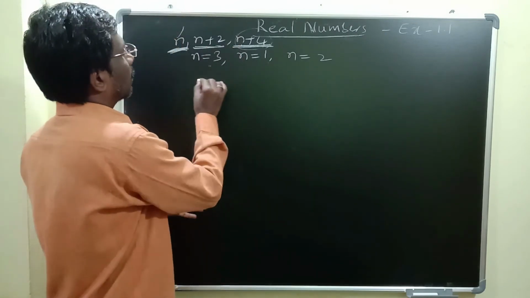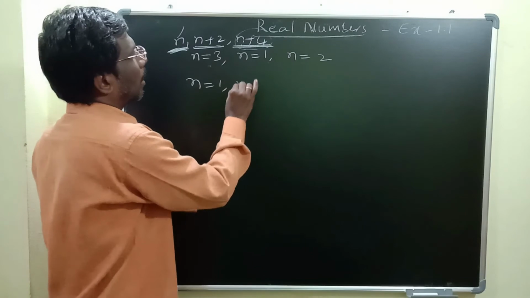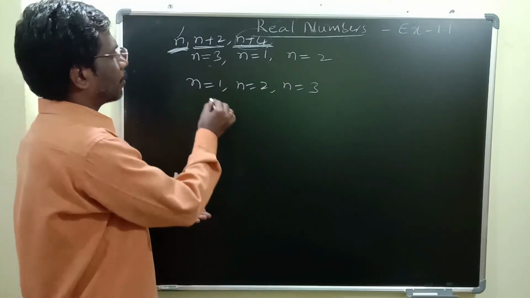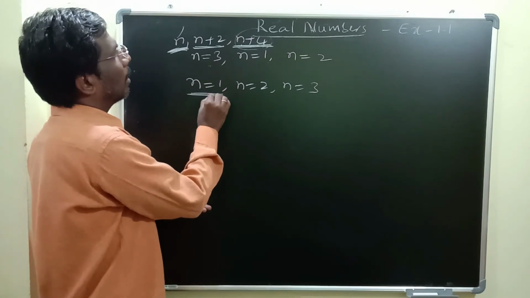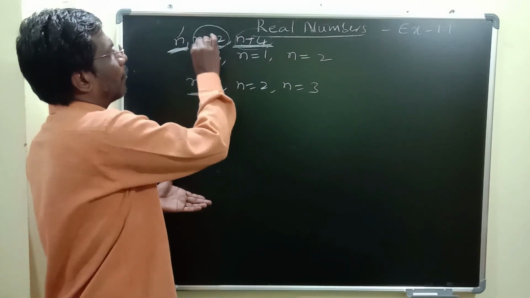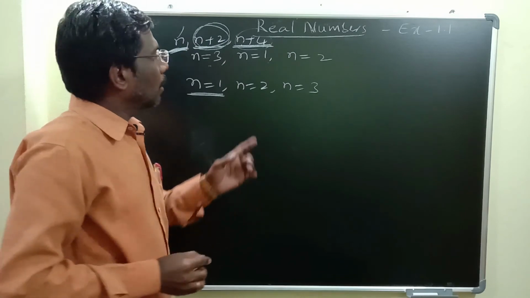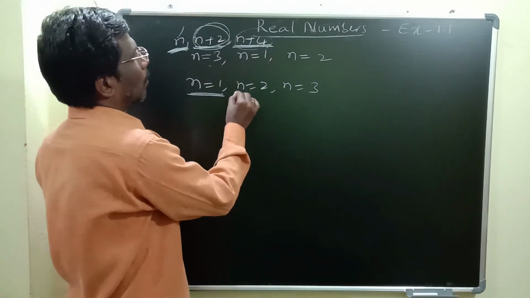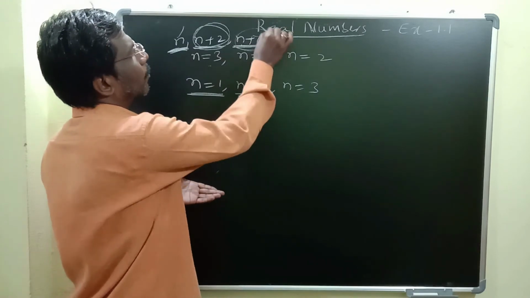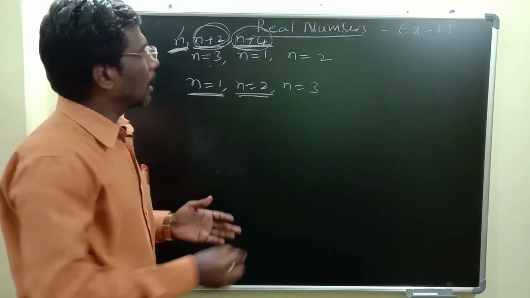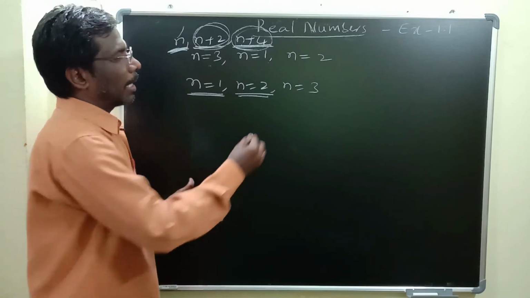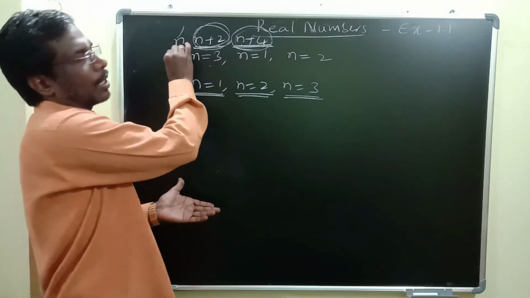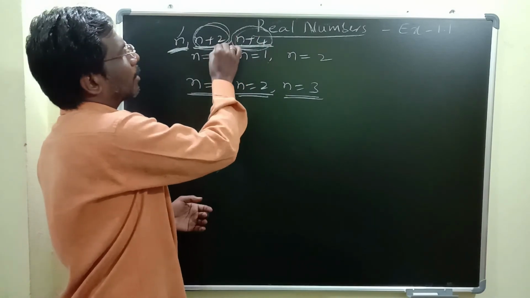Otherwise, you can take it order-wise, n is equal to 1 and n is equal to 2 and n is equal to 3, it is also no problem. If you substitute the value n is equal to 1, then n plus 2 will be divisible by 3, not the n and n plus 4. If you take n is equal to 2, n plus 4 will be divisible by 3, not n and n plus 2. And next, if you take n is equal to 3, n will be divisible by 3, but not n plus 2 and n plus 4.